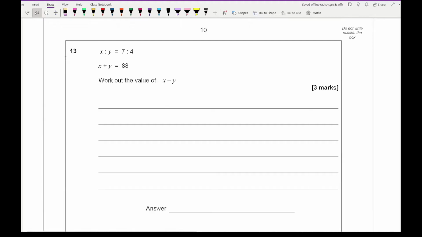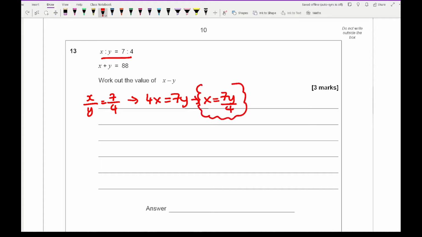Then moving on to question 13, it says that x to y is in the ratio of 7 to 4, and x plus y equals 88. Work out the value of x minus y. So taking this first, we get x over y equals 7 over 4, and if we cross multiply we get 4x equals 7y, or x equals 7y over 4, and I'm just going to put a little bubble around that.